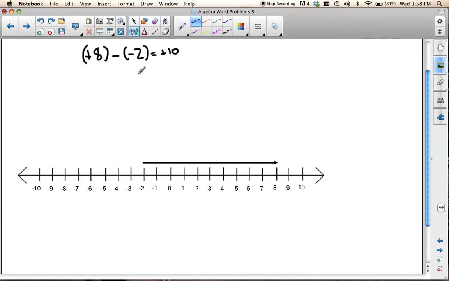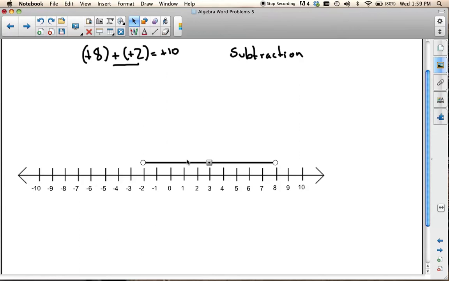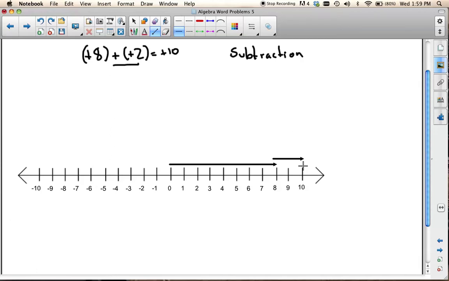Now the other thing that I want you guys to realize is that in subtraction, when you have two negatives right next to each other, you add the opposite. A negative and a negative make a positive. So in subtraction, a negative and a negative right next to each other make a positive. And 8 plus 2, we've done before on the number line. If we were to do that, we would just start at 0, go to 8, and then we would add 1, 2, and it still takes us to positive 10.